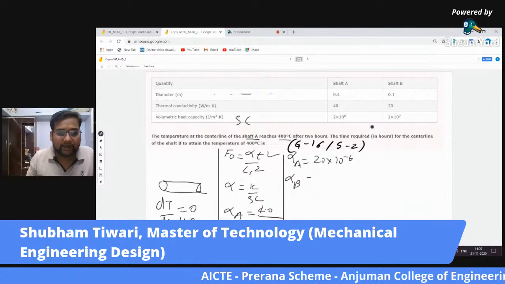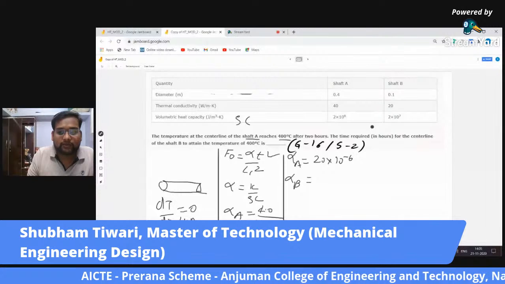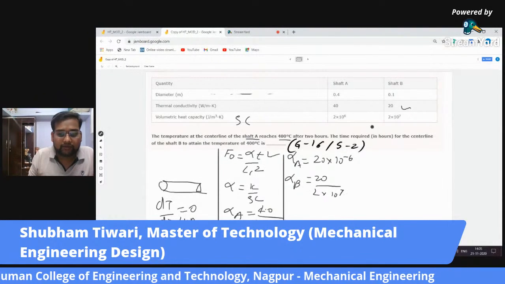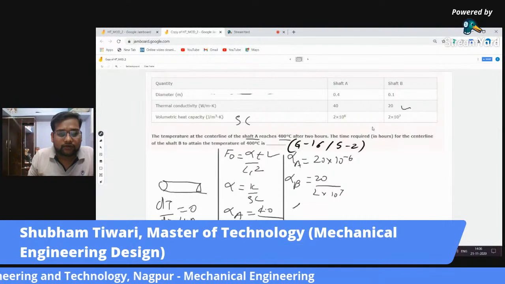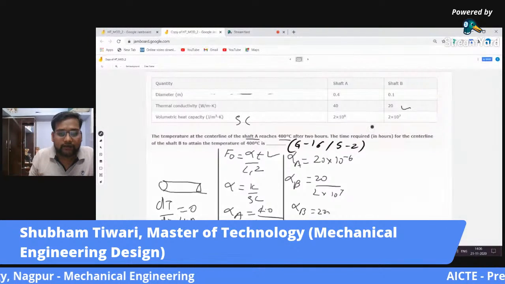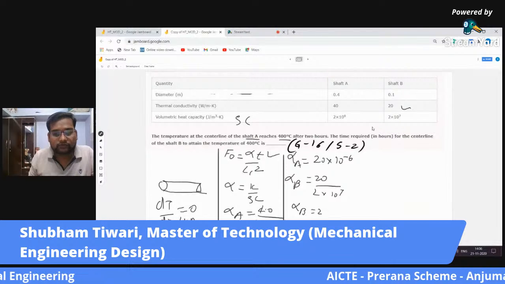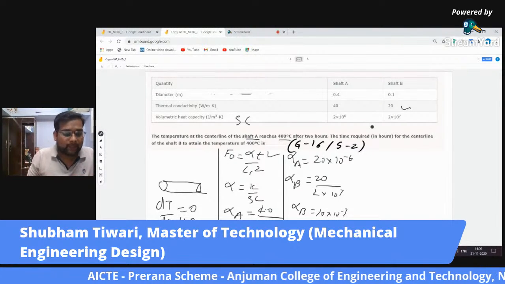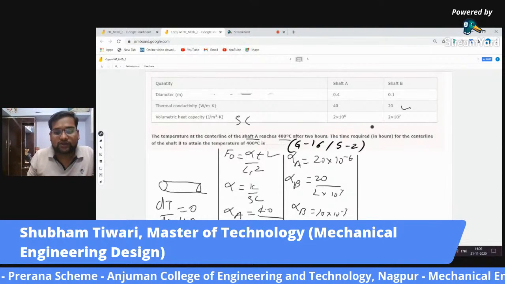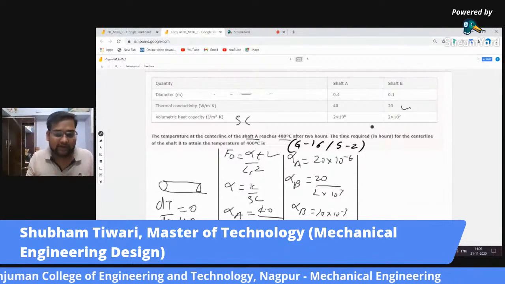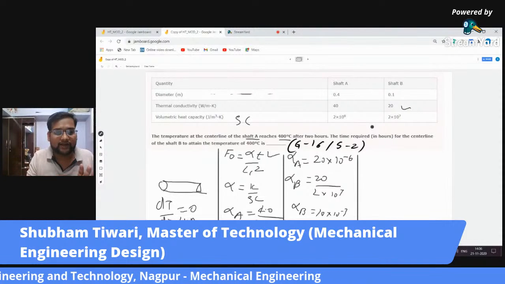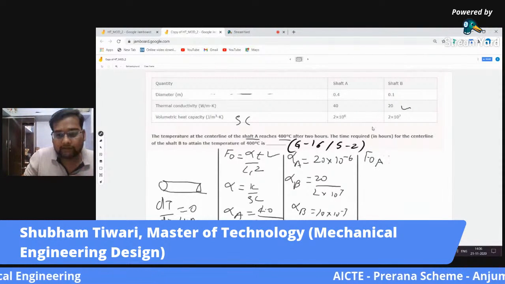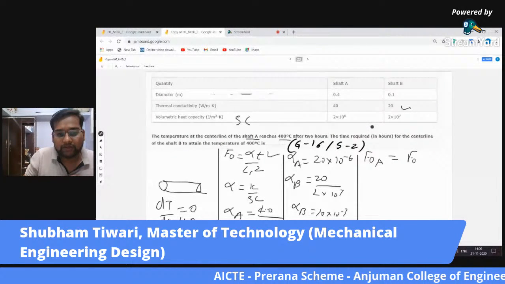And alpha B, similarly, putting k equal to, from this table, 20 divided by 2 into 10 raised to power 7. So alpha B comes out to be 10 into 10 raised to power minus 7. Now this is the question of dimensionless number. There are two shafts and we are comparing them for the lumped state analysis. So we can equate the Fourier number of A with Fourier number of B.